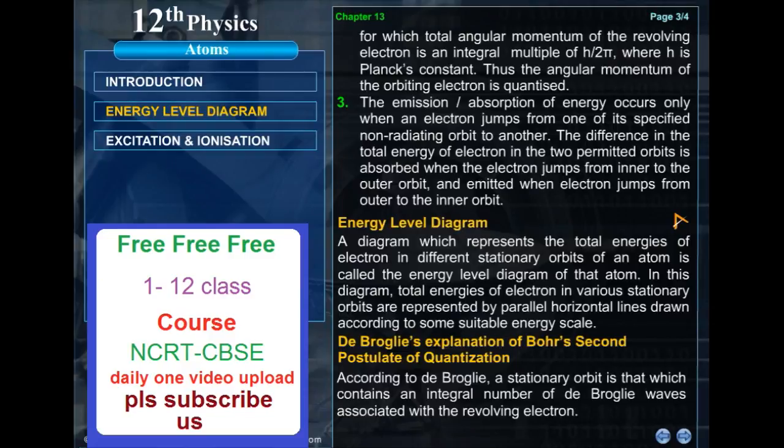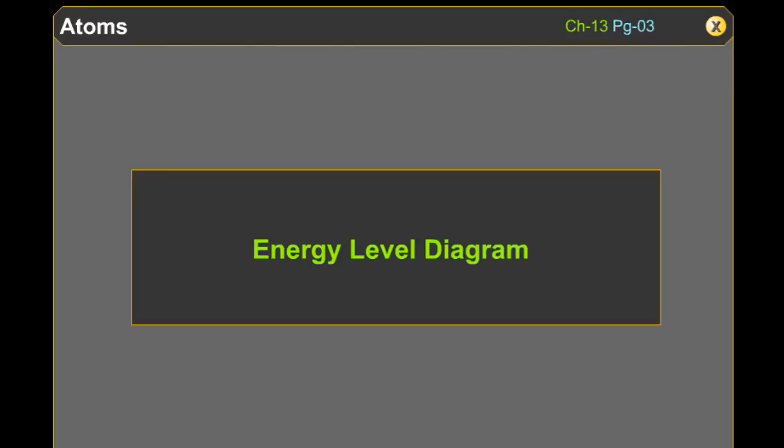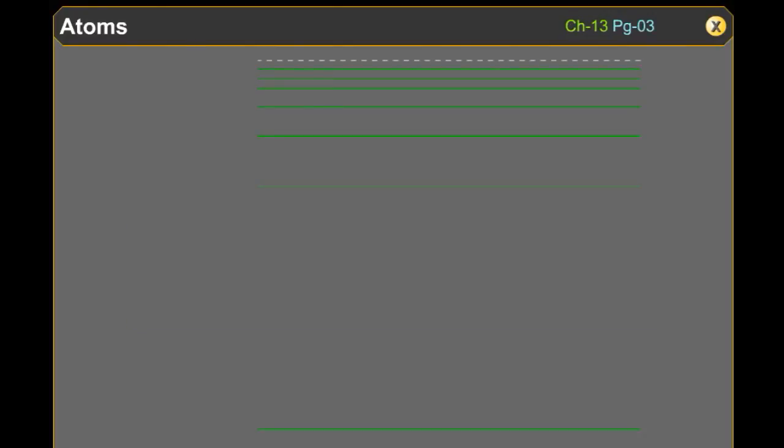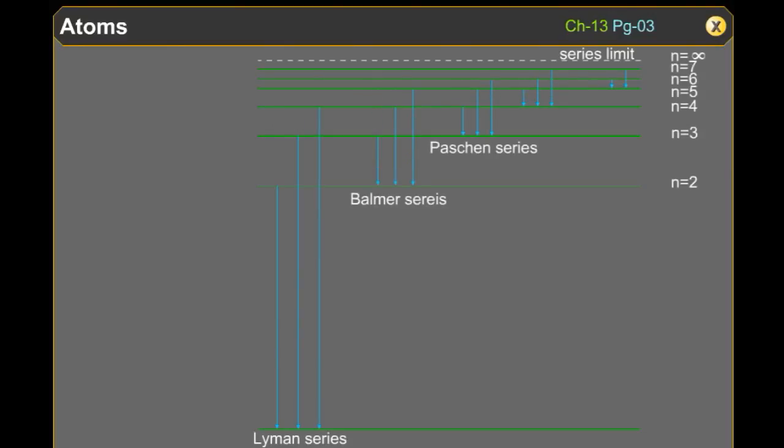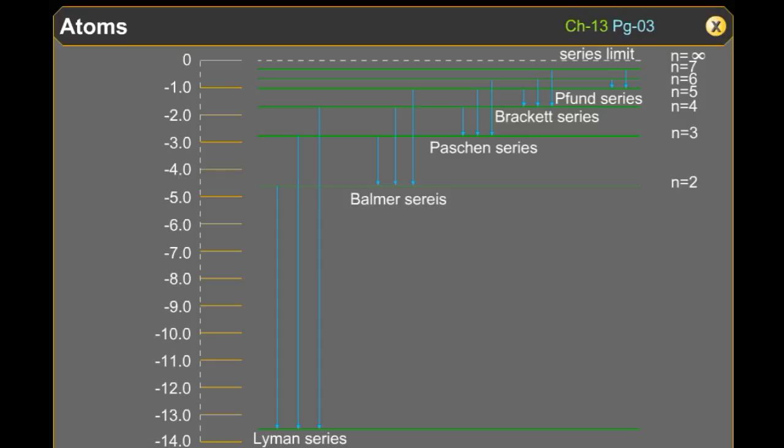Energy level diagram. A diagram which represents the total energies of electron in different stationary orbits of an atom is called energy level diagram of that atom. In this diagram, total energies of electron in various stationary orbits are represented by parallel horizontal lines drawn according to some suitable energy scale.